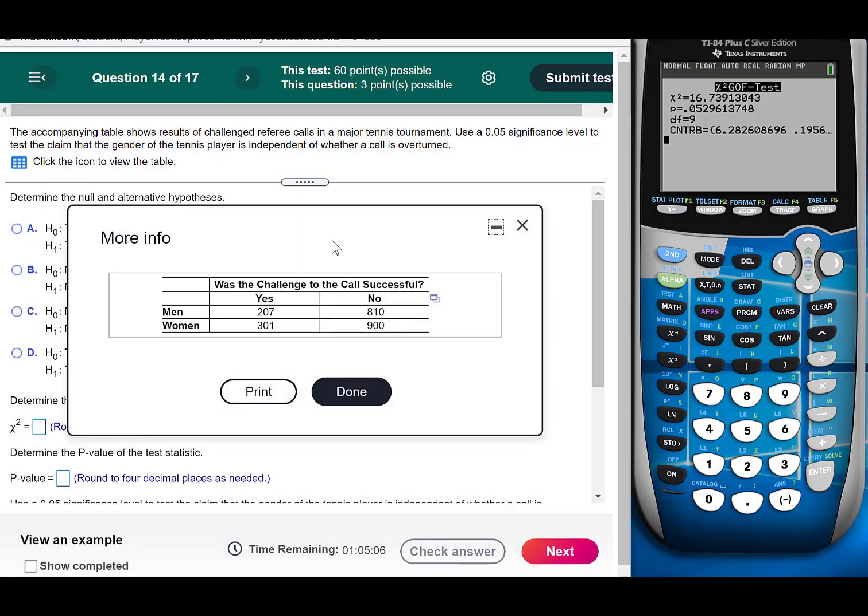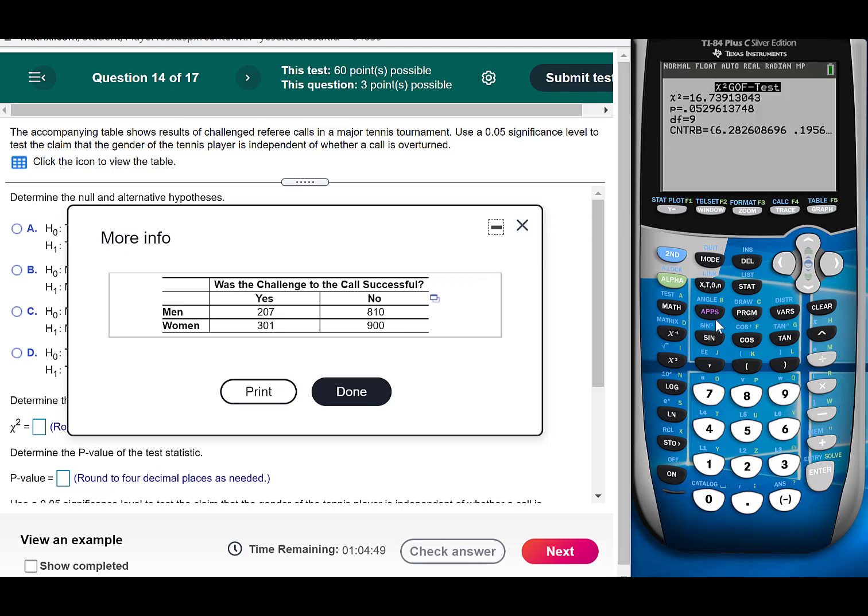Okay, this is another question from section 12.2. Students in Math 141, section 59 don't have to worry about this one, but I'm going to do it.